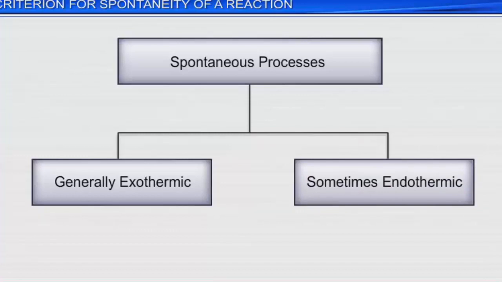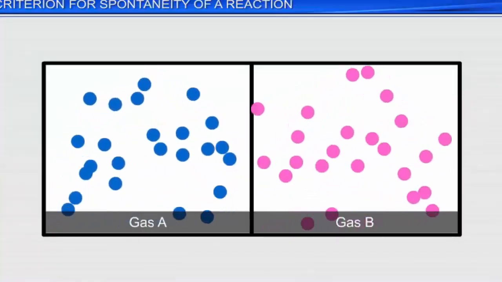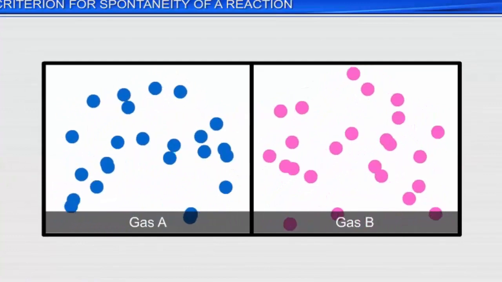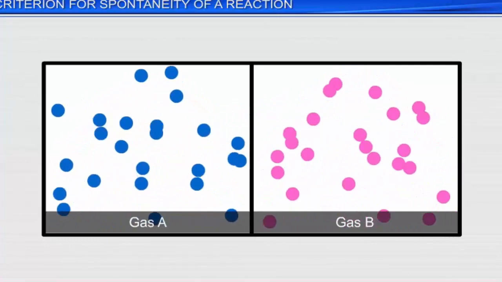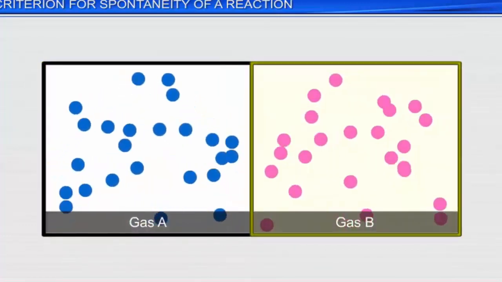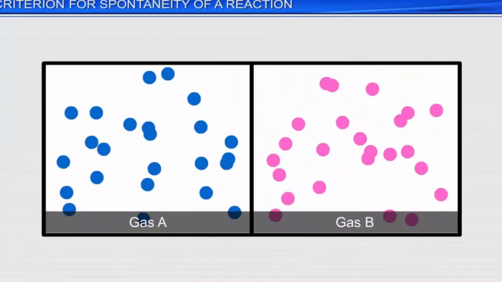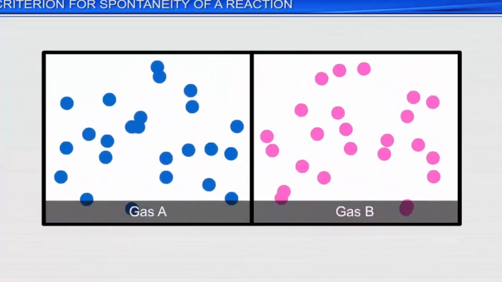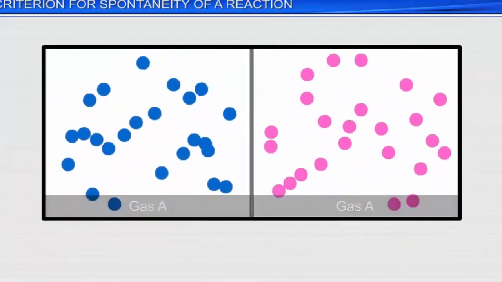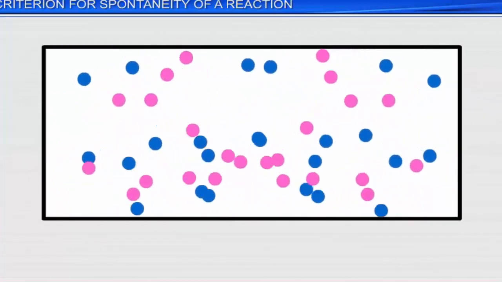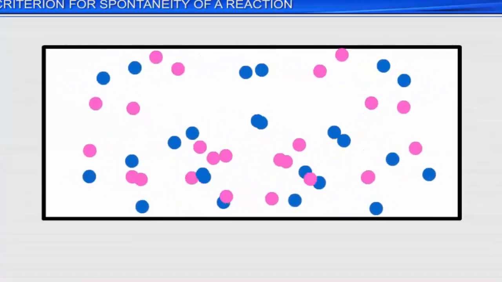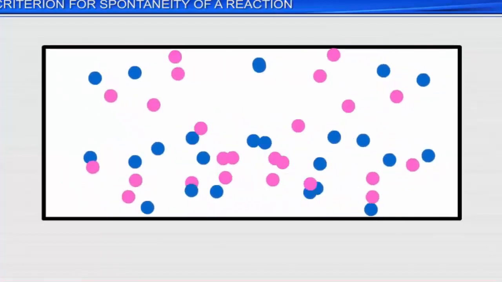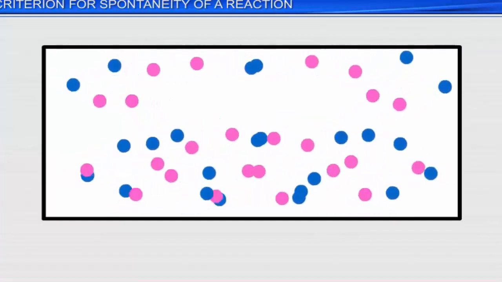We have with us a container with a partition. We filled each side of the container with two gases, A and B, that do not react with each other. When we remove the partition between the gases, we observe that the gases mix with each other spontaneously and completely. At this point, the system is not organized, it is chaotic. In other words, randomness of the system has increased.